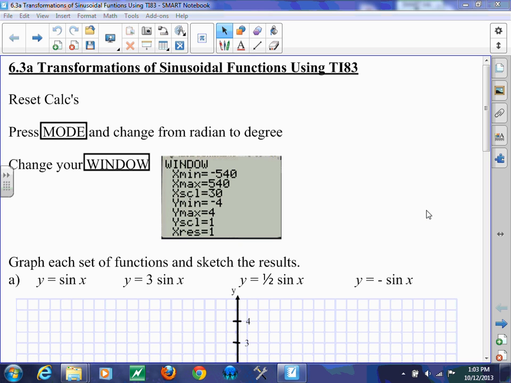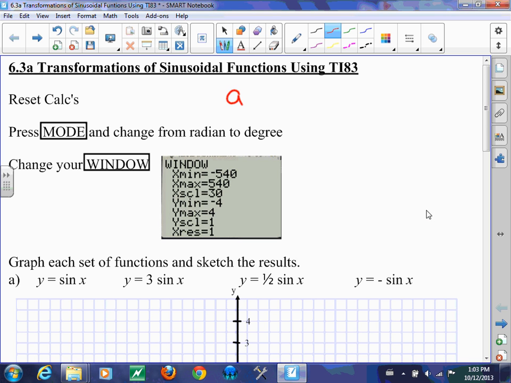Hello class and welcome to lesson 6.3a, transformations of sinusoidal functions. The A part means today we're going to be using the technology, which is a graphing calculator, to help us explore different transformations. This is going to be similar to past units where we're going to take a look at how the letters A, K, D, and C affect the transformations of our base functions.